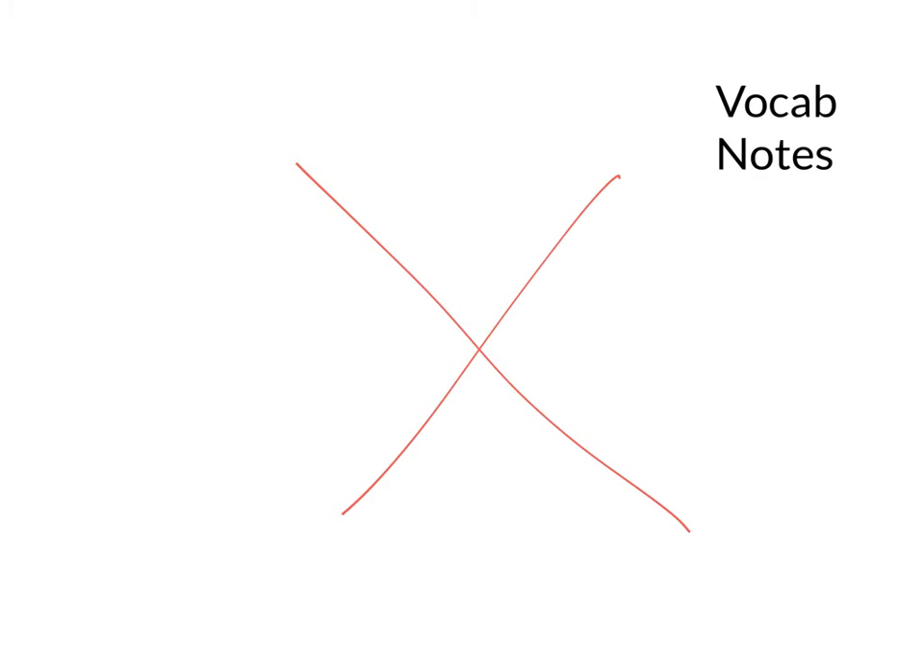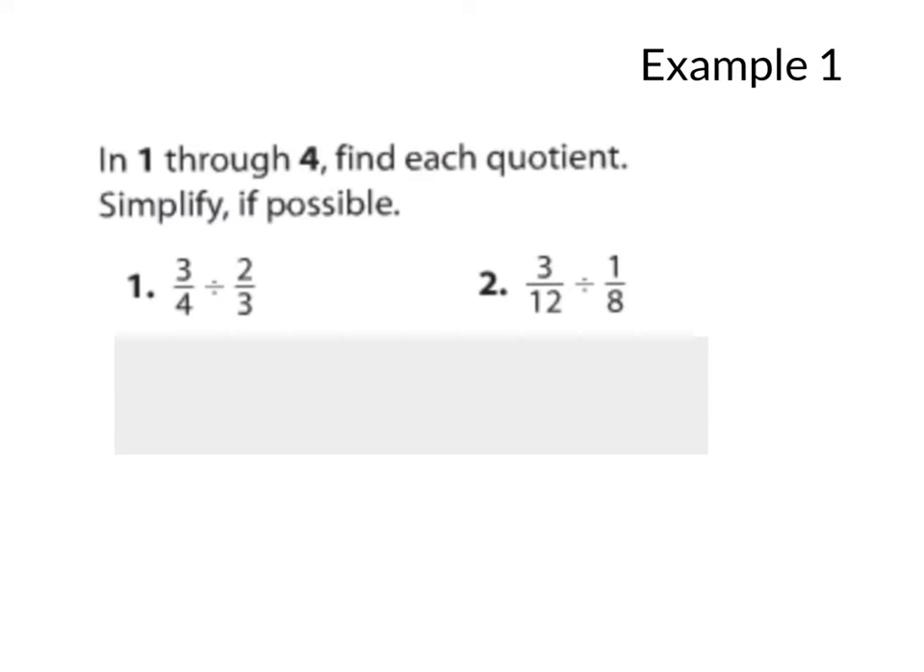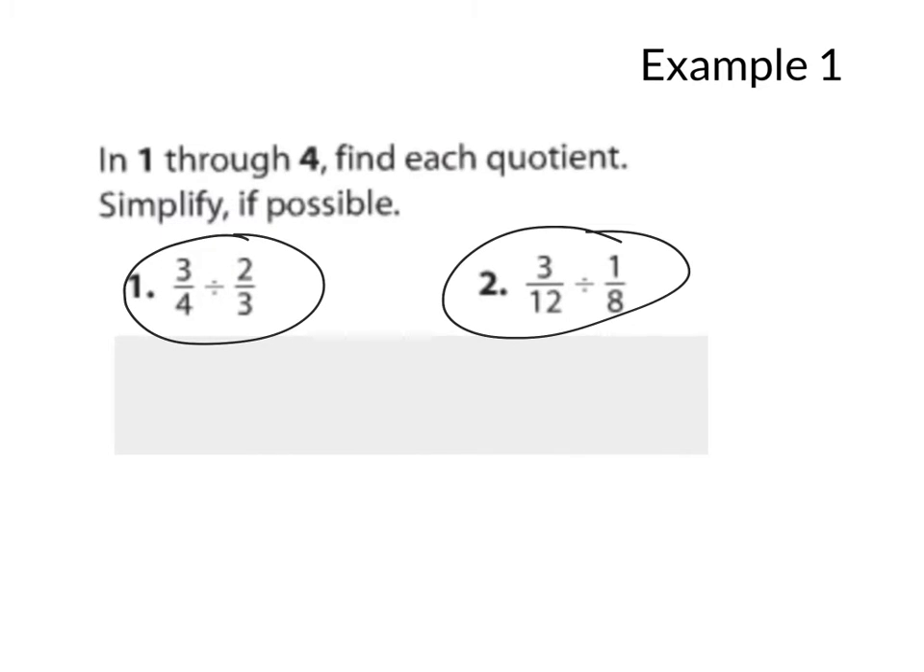You do not have vocab notes today. And here is example 1. We know that example 1 means that I'm going to do the problems, but you are writing down the original problems in your notes, as well as the work that we do. So let's do number 1 first.